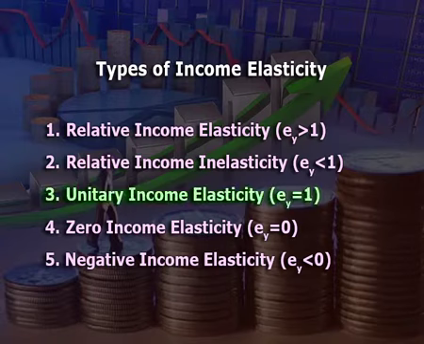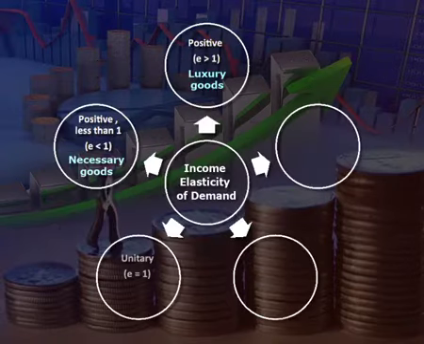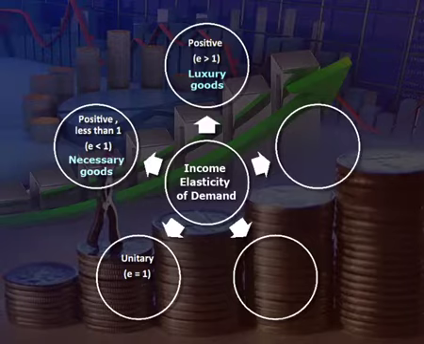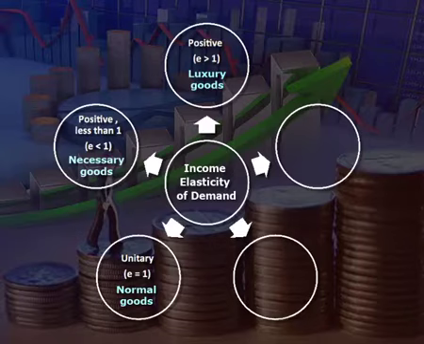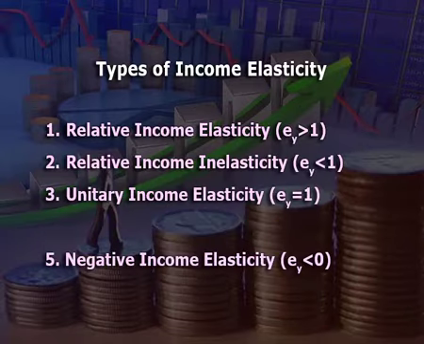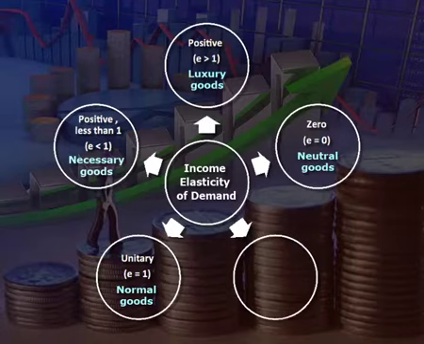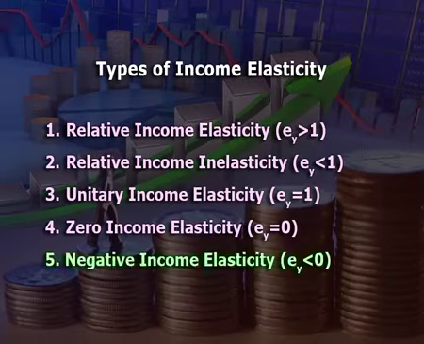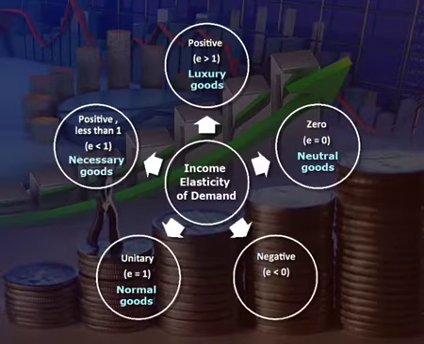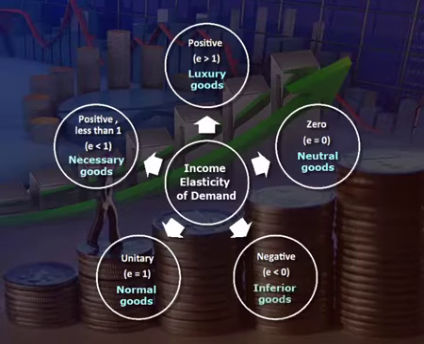Third is unitary income elasticity, that is EY is equal to 1. Increase in income leads to proportionate increase in quantity demanded, generally the case with normal goods. Fourth is zero income elasticity, meaning EY is equal to 0. Change in income has no effect on quantity demanded, generally the case with neutral goods like salt, matchbox, medicine, etc. And last is negative income elasticity, EY is less than 0. Increase in income leads to a decline in quantity demanded. Such goods are inferior goods, and as the income of the buyer increases, he shifts to the superior goods and reduces the consumption of goods he feels are inferior.